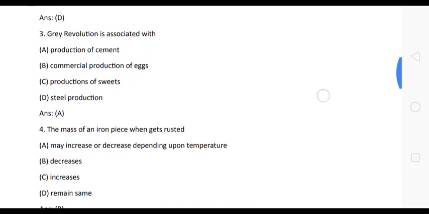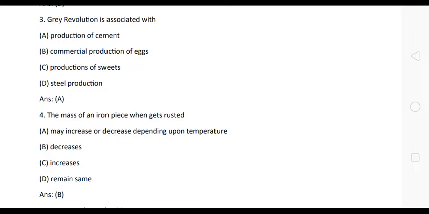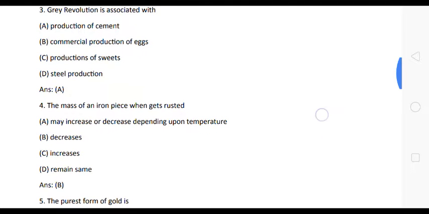The next question is: Grey Revolution is associated with? The options are production of cement, commercial production of eggs, production of switch, and steel production. The correct answer is option A, production of cement. Okay friends, Grey Revolution is associated with cement production.